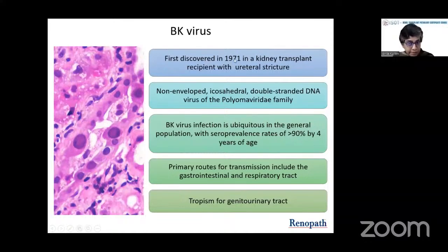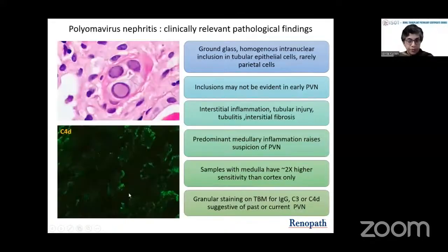It was first described in a transplant patient who developed a ureteral stricture. And this is the structure of the virus, which is a DNA virus. More than 90% of the general population have seroprevalence. It's usually transmitted via the respiratory or the GIT tract, and this is important. It lies latent in the genitourinary tract of the individual.